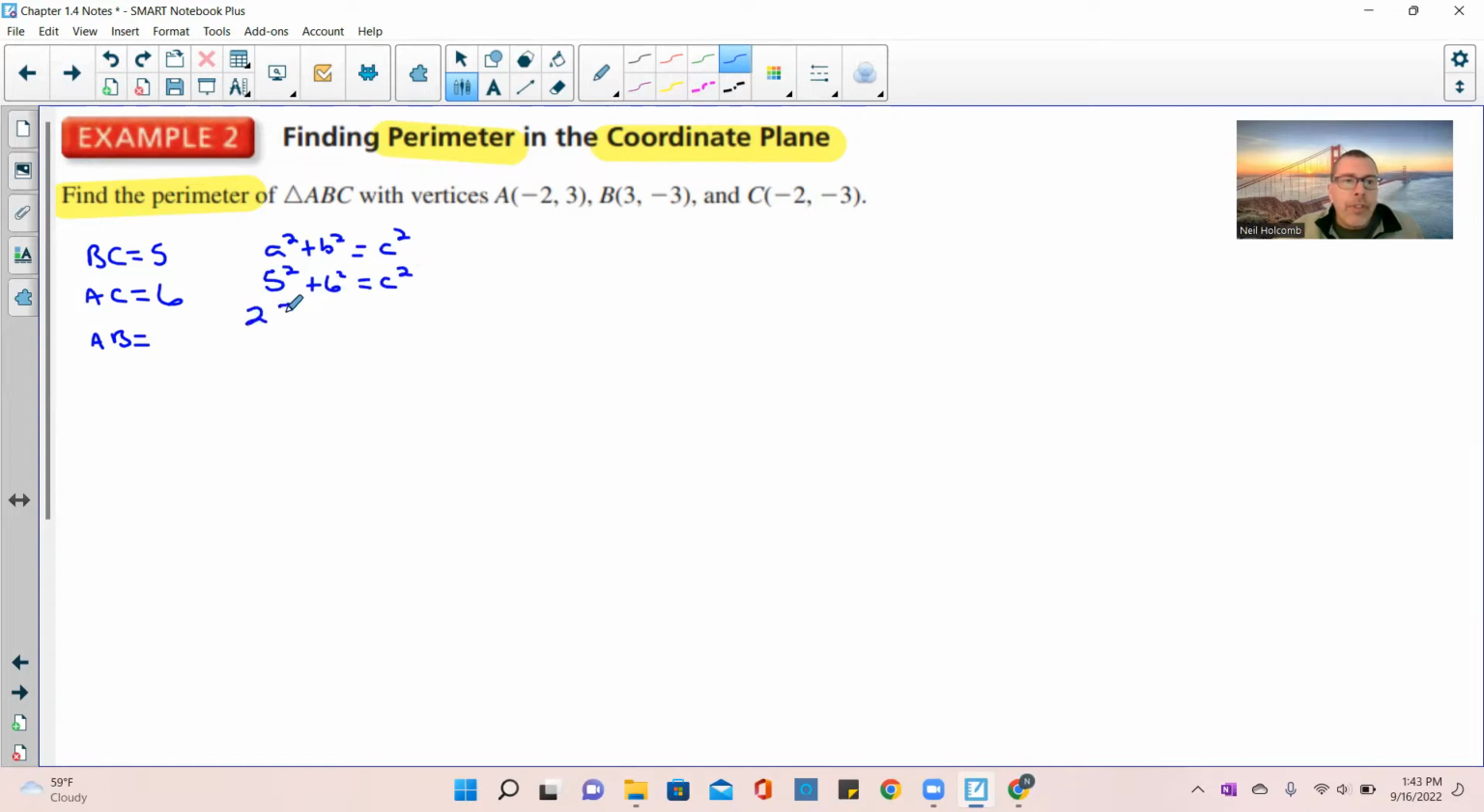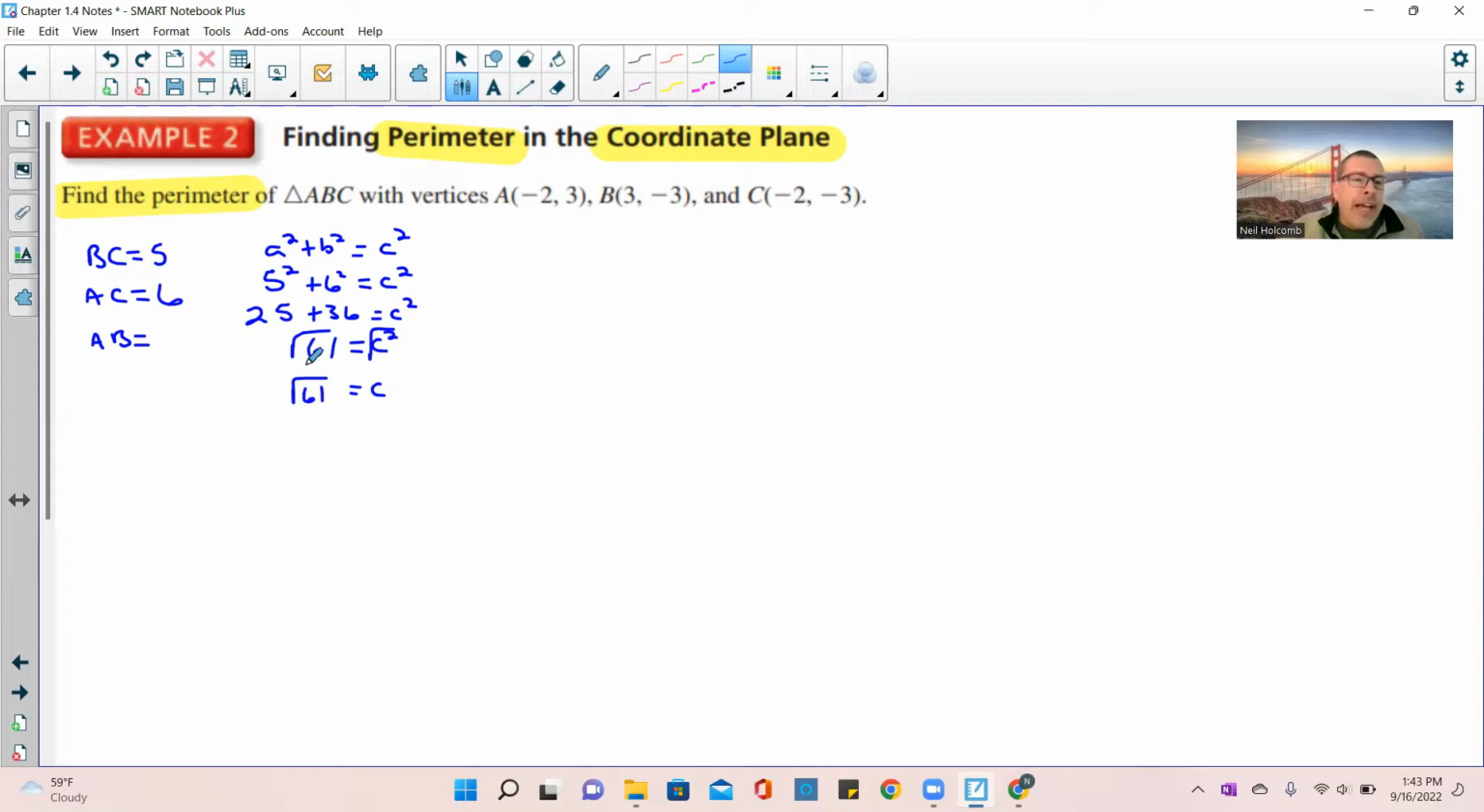5 squared is 25. 6 squared is 36. And that equals c squared. So 25 plus 36: 5 plus 6 is 11, 2 plus 3 is 5, plus that carried 1 is 6, so 61. So c squared equals 61, and then I take the square root of both sides. The square root of c squared is c, and I get the square root of 61.